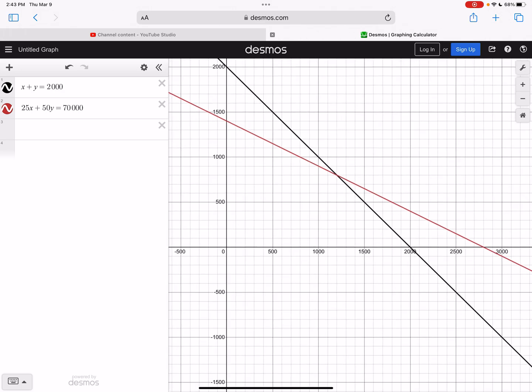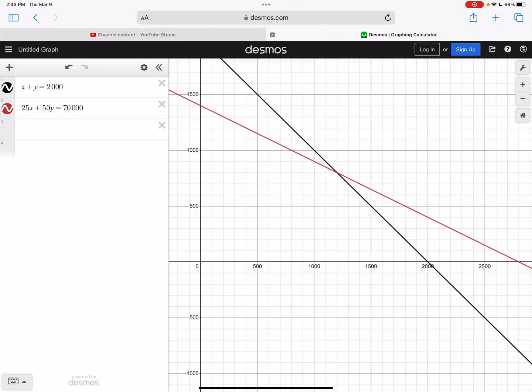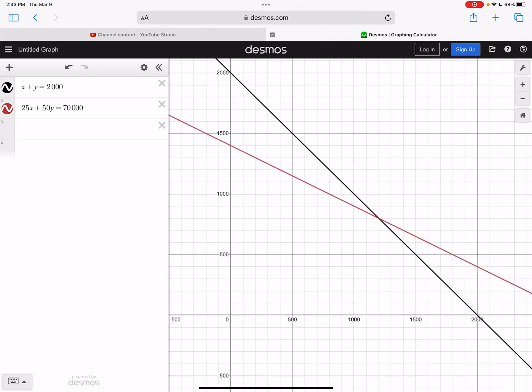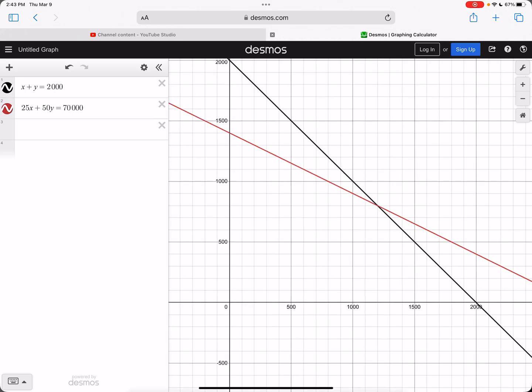So x plus y is 2,000, that's the equation in black, and then 25x plus 50y is 70,000, that's the equation in red. And I notice that they intersect right there at the point x equals 1,200 and y equals 800.